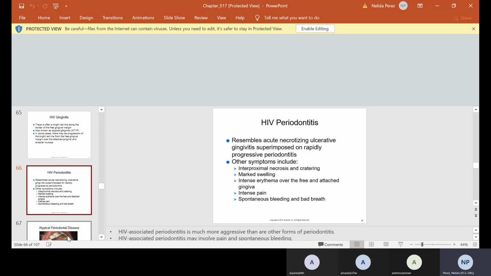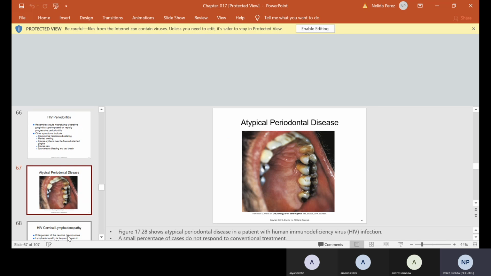The other symptoms include interproximal necrosis and cratering, marked swelling, intense erythema over the free and attached gingiva, intense pain, spontaneous bleeding, and bad breath. And it looks like this. Okay, look how badly this looks here. And the skin, notice the tissue is starting to dry up, so it's turning into this white patch here.